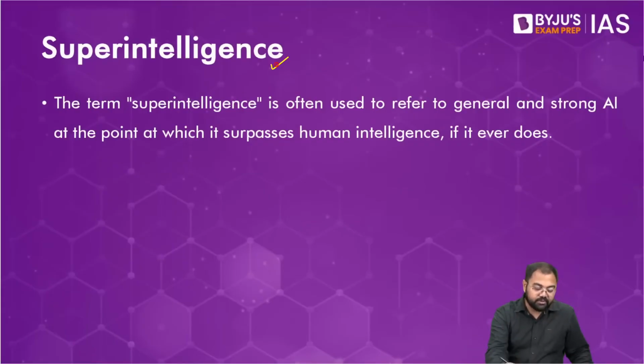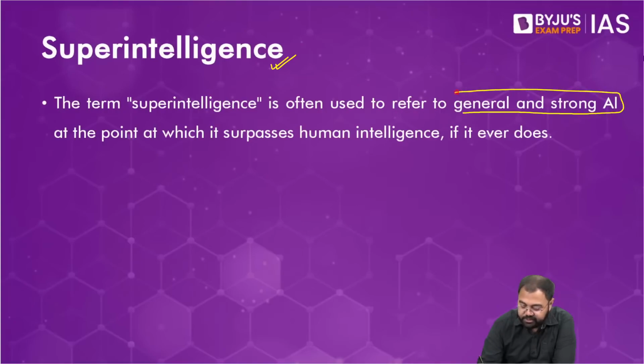Now, coming to another concept which is called super intelligence. Super intelligence is often used to refer to general and strong artificial intelligence, a combination of general and strong artificial intelligence.